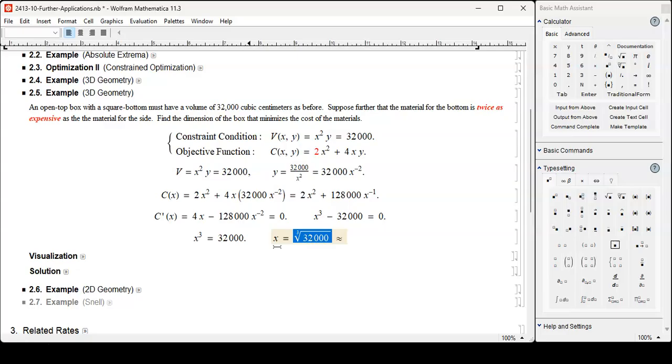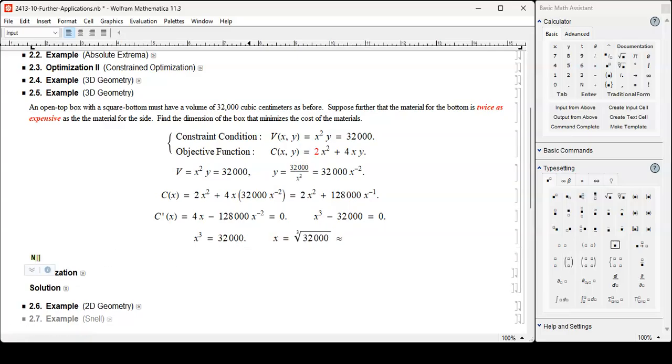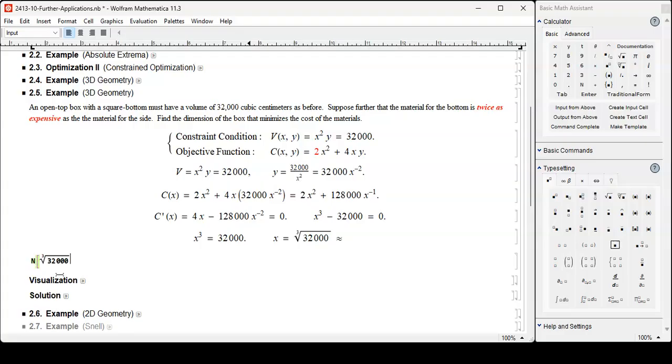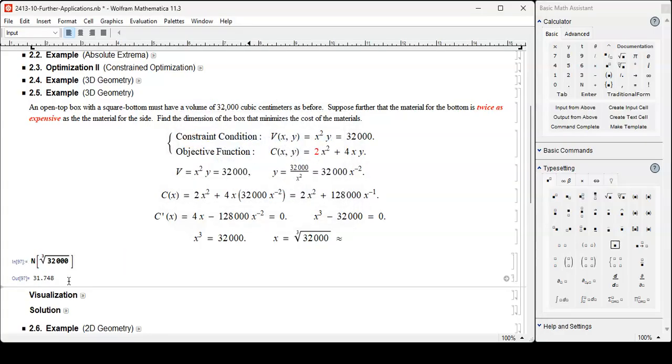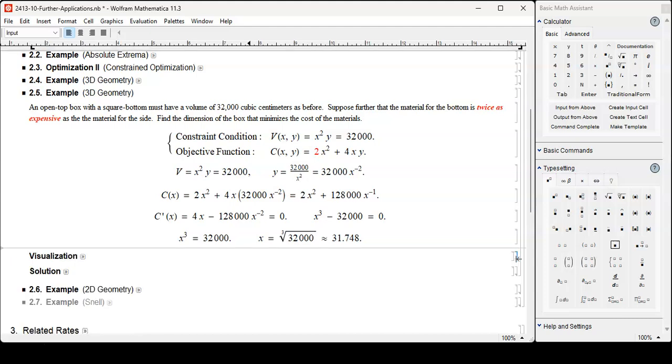Let's see. What is this quantity? I can go to calculator, but I have calculator with me, so let's go ahead and do this computation. 31.748 approximately speaking. So that is my x value. How about y? Well, let's put it into this.